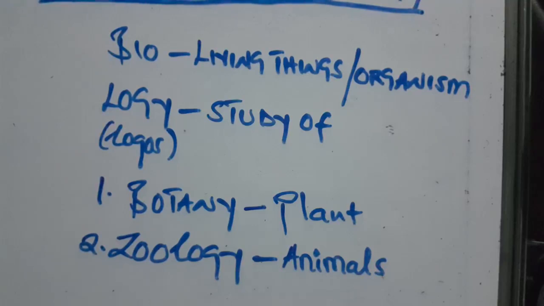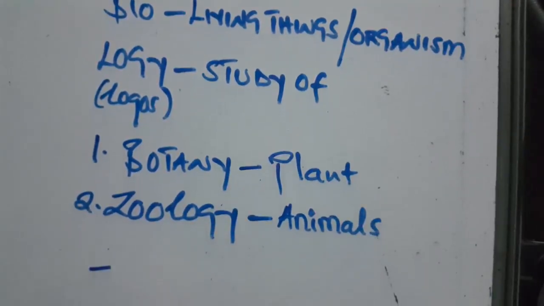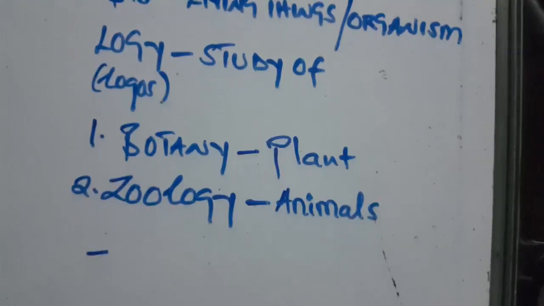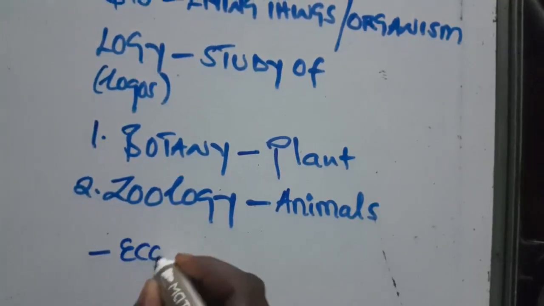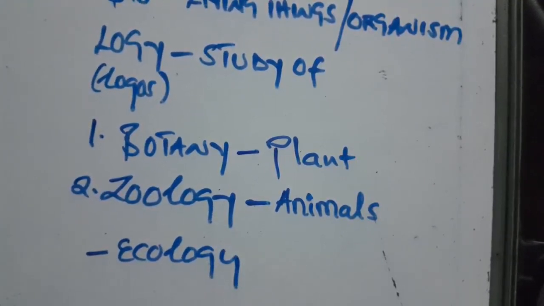But away from this, there are other branches of biology, which we are about to discuss. These branches emanate from these two major branches. They include, number one, ecology. The word ecology is a combination of two words, eco and logy.